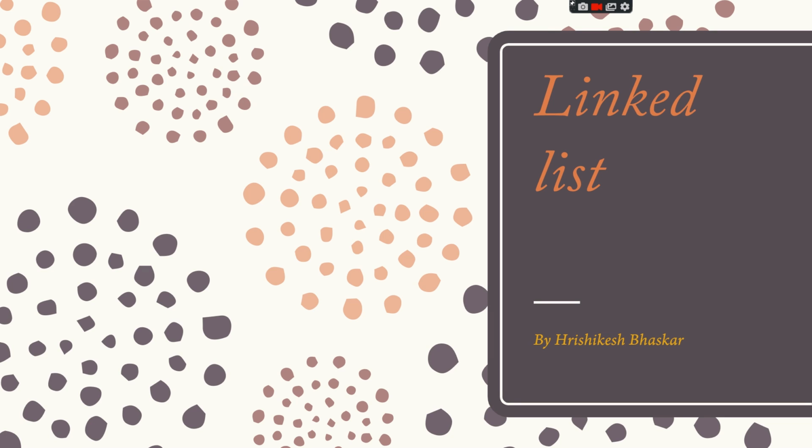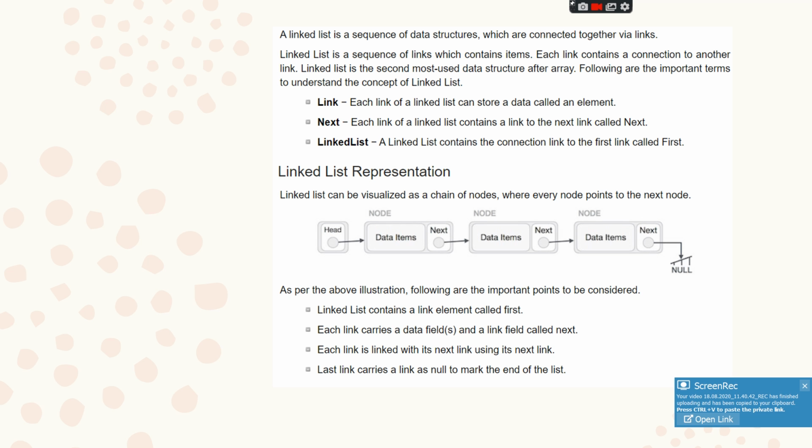In today's class, we'll be discussing an important topic, linked list. A linked list is a sequence of data structures which are connected together via links. So, a linked list is a sequence of links which contains items, and each link contains a connection to another link. A linked list can be considered the second most used data structure after array, and there are some important terms you need to understand while understanding the concept of linked list.